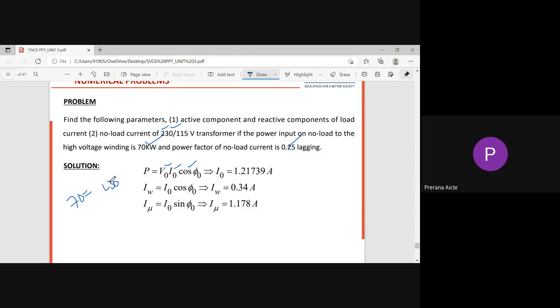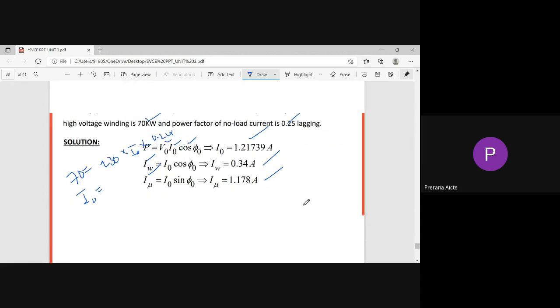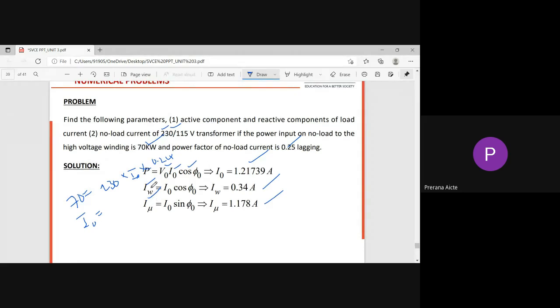Means 70 is equal to 230 into I naught. We don't know I naught, so as it is we write. Next cos phi naught 0.24. Then I naught you can obtain from this value. So IW is equal to I naught into cos phi naught, 0.34 amperes. I mu is equal to I naught into sin phi naught, 1.178 amperes. So this is the active component of current, this is the reactive component, and this is the no load current.